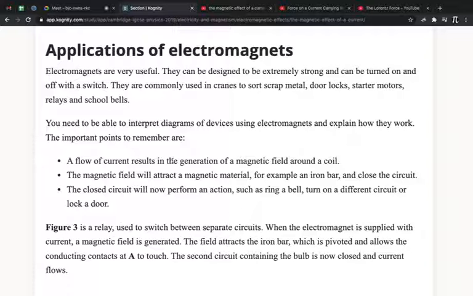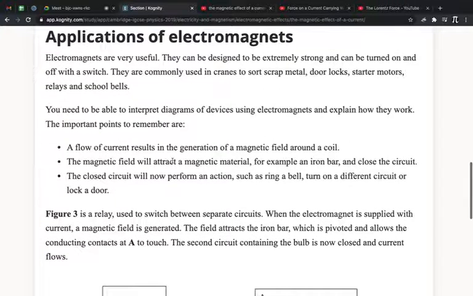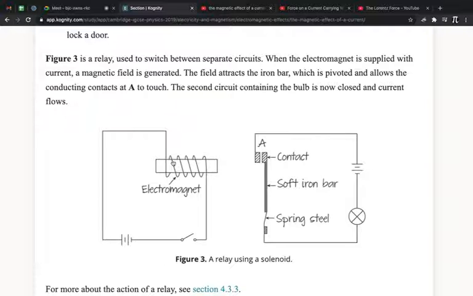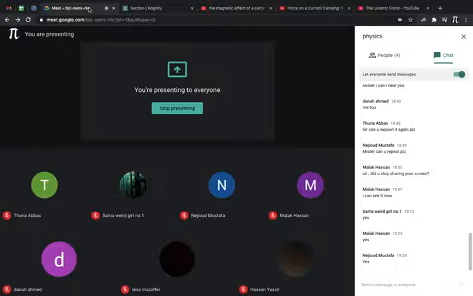So let's see. An electromagnet, and this is a relay. A relay uses an electromagnet. Let me just ask you guys, did we talk about electromagnets and relays before? Did we?